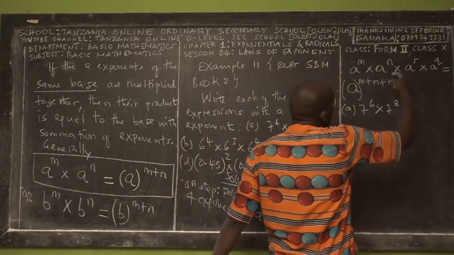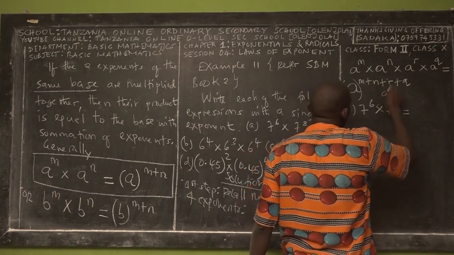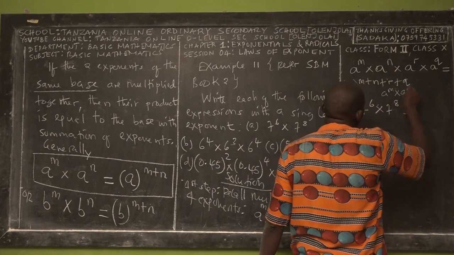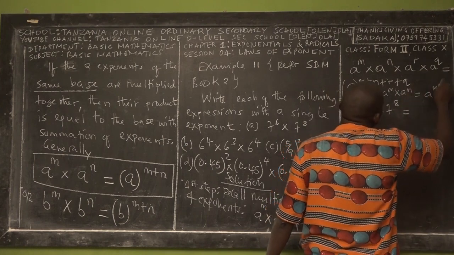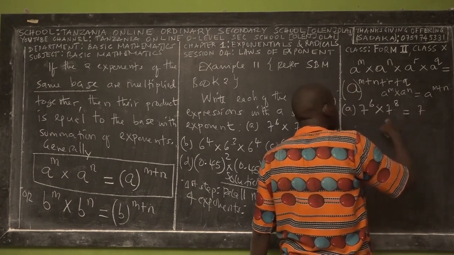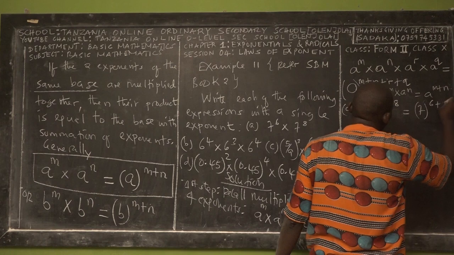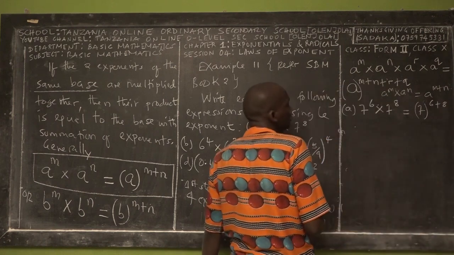So with this one, what law are we going to apply? It is a power m times a power n is equal to a power m plus n, right? So in this one, 7 power 6 times 7 power 8 is equal to 7 power 6 plus 8, right? 6 plus 8 is equal to what?